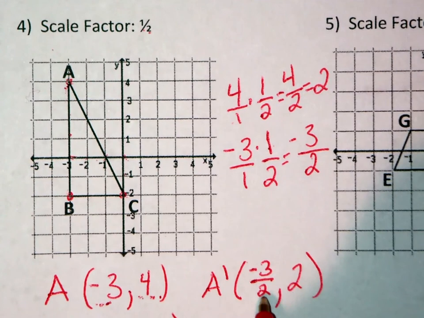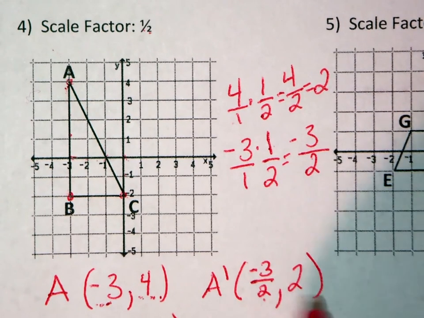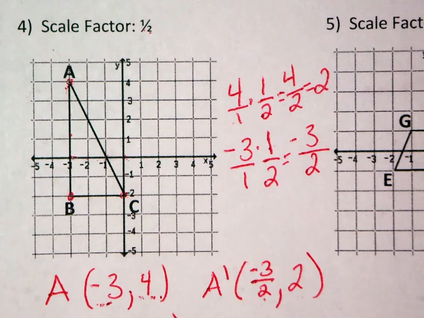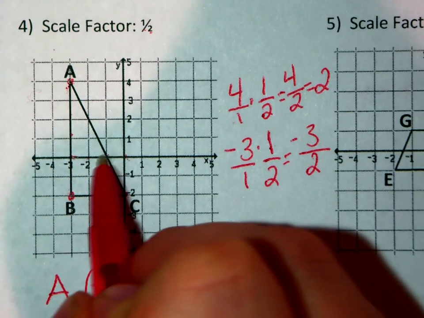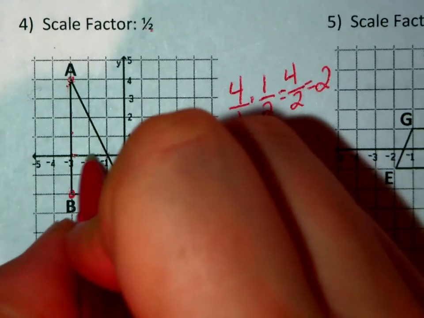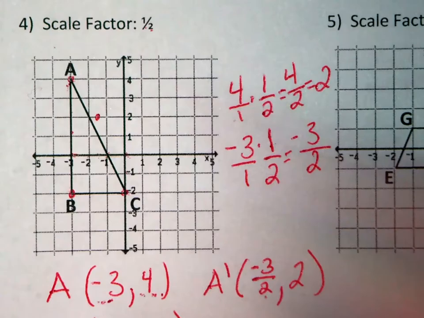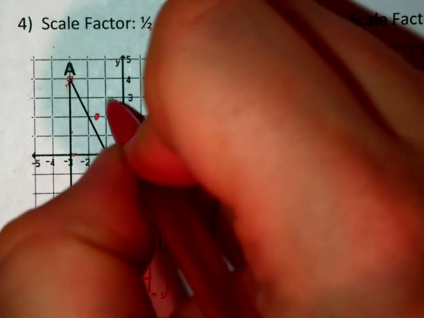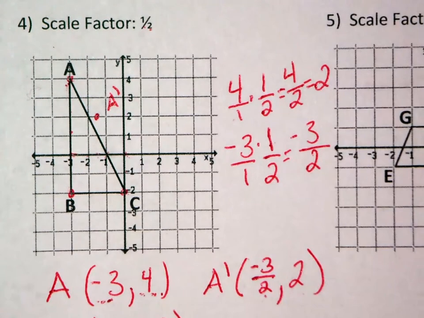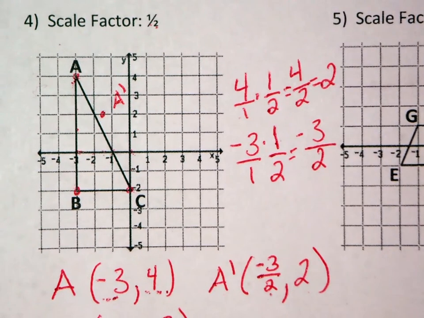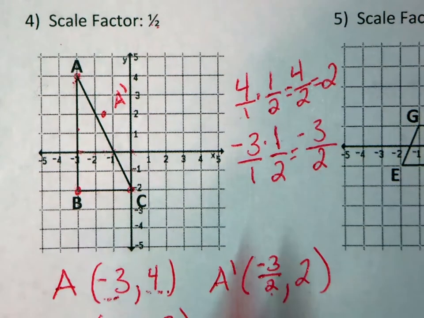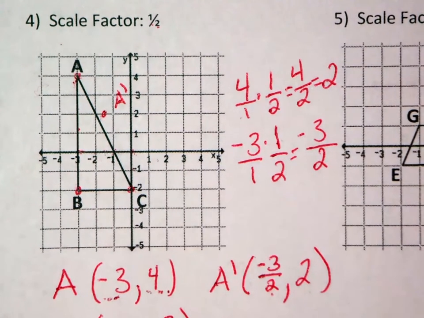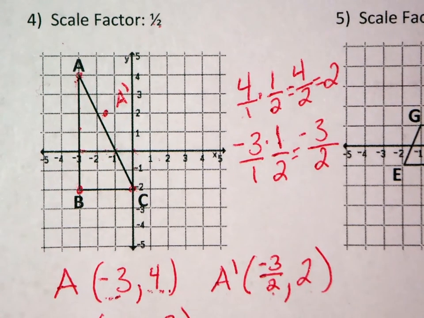So I have an x value for A prime and a y value for A prime. Well, that's another coordinate pair. I can go ahead and graph that. So negative 3/2 would be negative 1.5, left 1.5, up 2. And I will label that on my graph A prime. Now you can follow the same process for each of your other ordered pairs, and you will have a triangle that is dilated with a scale factor of 1/2.